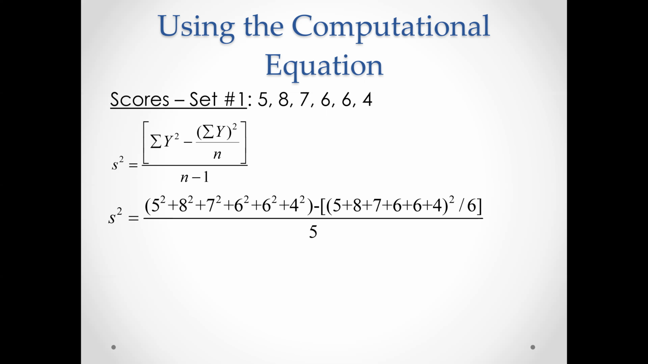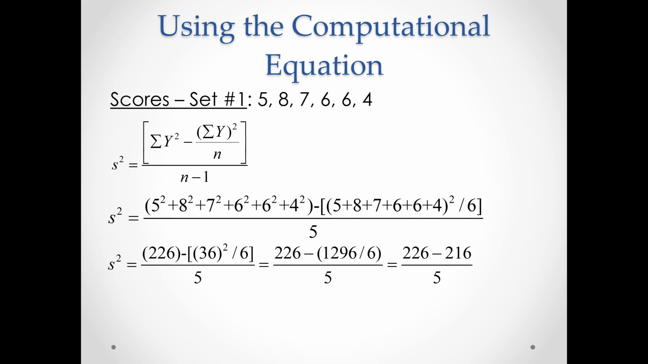From that, we're going to subtract out, again, the sum of y, the sum of our values added together. So just like you would, 5 plus 8 plus 7 plus 6 plus 6 plus 4. We're going to take that value and square the sum, then divide by 6, because we have a total of 6 values. That's the top number, and that's all divided by n minus 1, which is 6 minus 1, or 5.